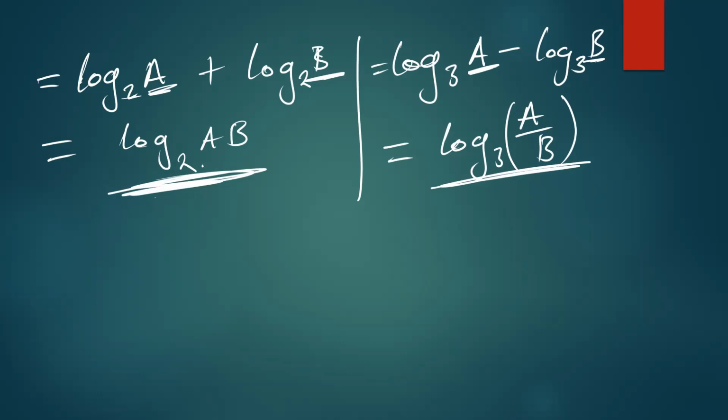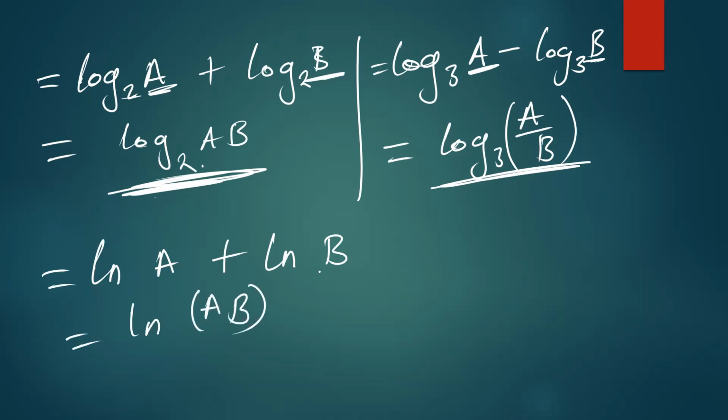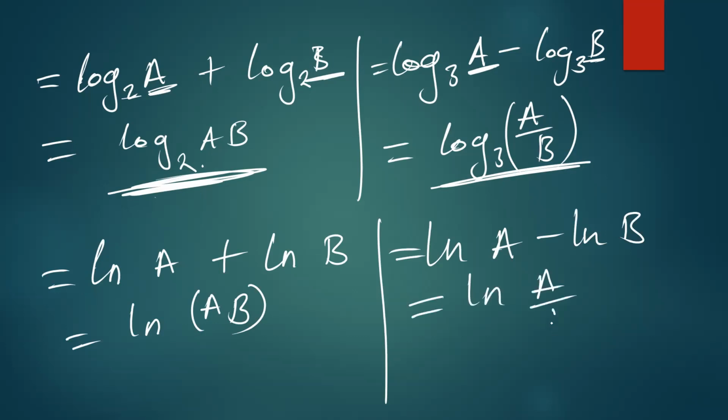The same rules that I've shown you here all apply when you're dealing with ln. So if you have ln A plus ln B, this is just the same as ln of A times B. If you have ln A minus ln B, this can also be written as ln of A over B. This is what it means. All the rules that apply on logs also apply on ln functions. All right, so let's quickly start solving questions.